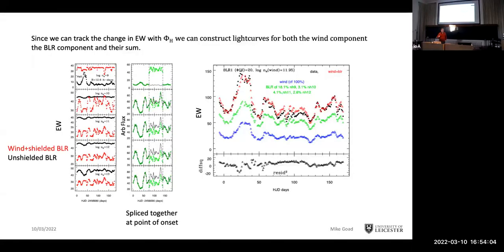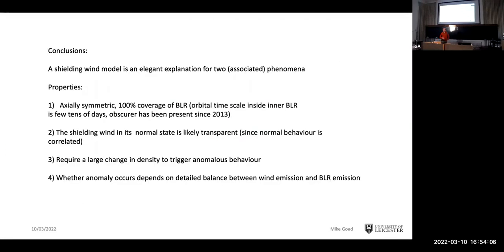And so I'll leave you with my conclusions. I think a shielding wind could well be present. It's probably mostly transparent for most of the time. Otherwise, why would we do these experiments? But I think you can introduce this anomalous behavior by an injection of material at the base of the wind.